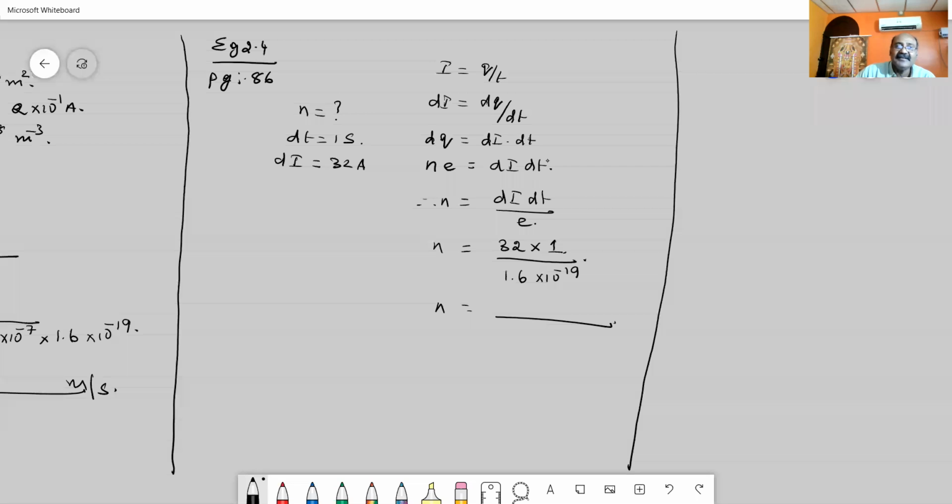Simple calculation. You have to do it and check it with the answer in your book.